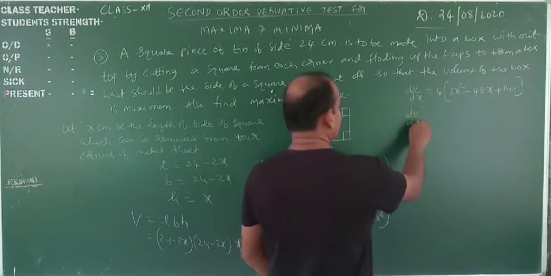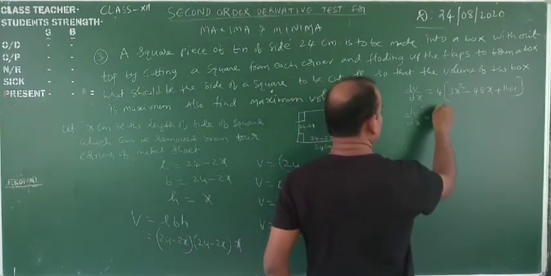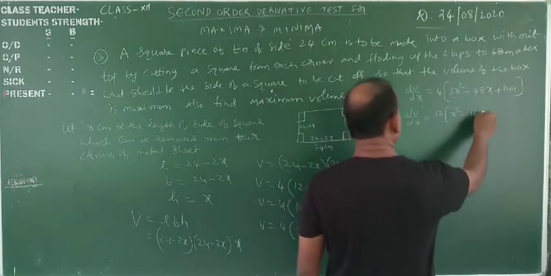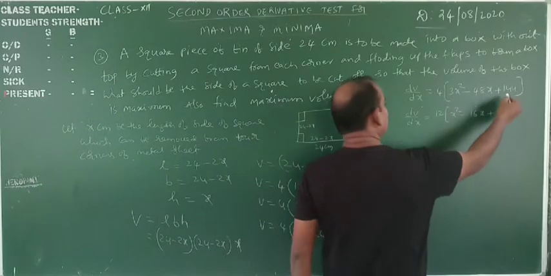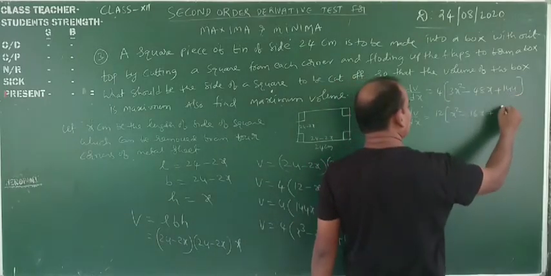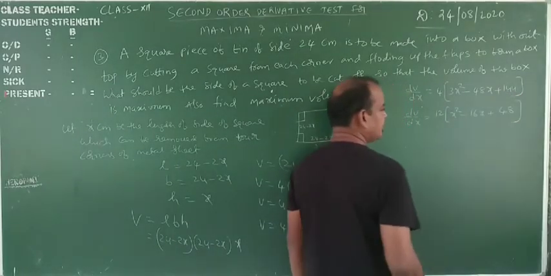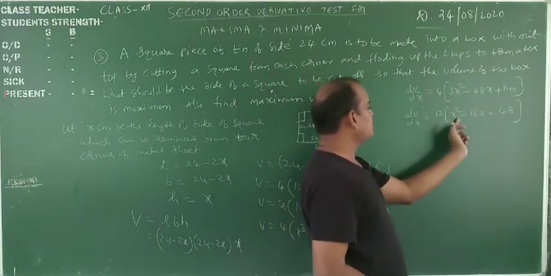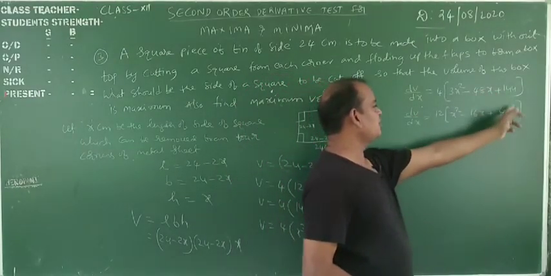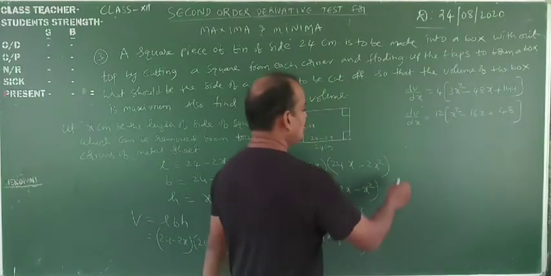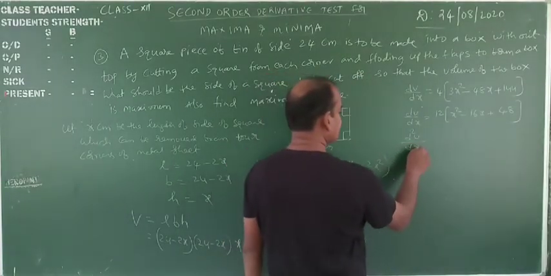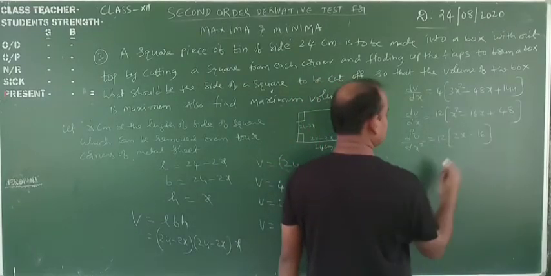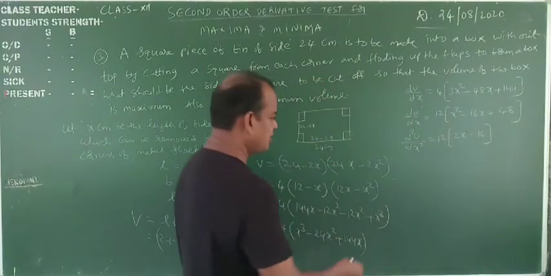In this one we will take 3 common. 4 threes are 12 into x square minus 16x plus 48. Now d square V by dx square is 12 into 2x minus 16.